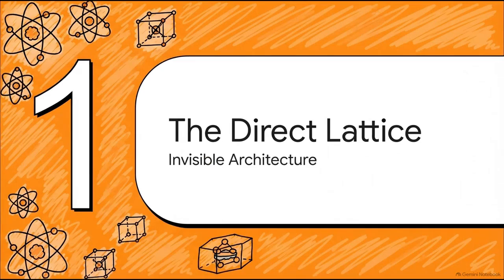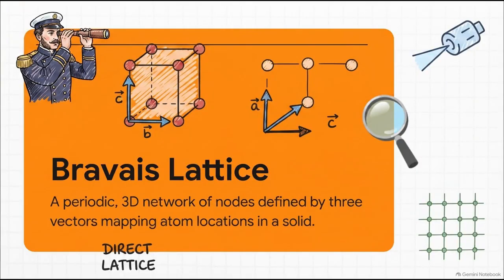All right, kicking things off with sections 1 and 2, the invisible architecture and the direct lattice. Let's start with physical space, the tangible reality of how atoms actually arrange themselves before we even try to measure them. You know, a crystal isn't just some random jumble of atoms. It is a perfectly repeating, highly ordered physical grid. Think of it kind of like 3D wallpaper.